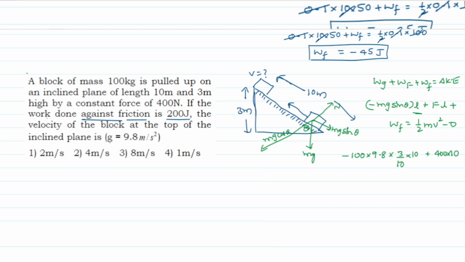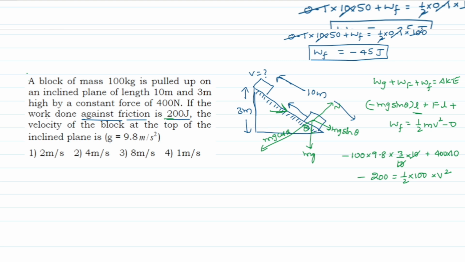The next thing is the work done by the frictional force. The work done against the friction is given as 200 joules. Against the friction means it acts opposite to the direction of motion of the body, so that value will be minus. So minus 200, which will be equal to half into 100 into v squared, taking v as the final velocity. Here this 10 gets cancelled.